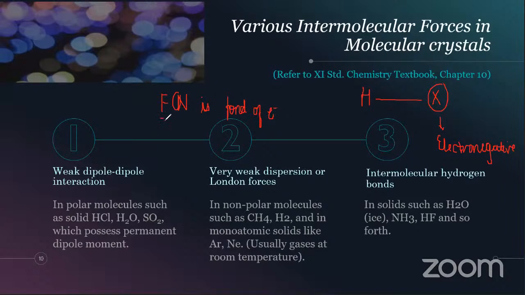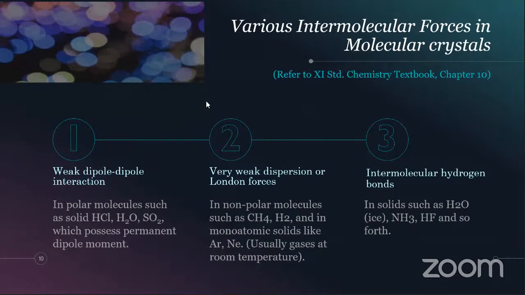So we have fluorine, which is the most electronegative. Then we have oxygen and we have nitrogen. So hydrogen can be bonded to any of these. It can be bonded to fluorine, oxygen, nitrogen. And that bonding is said to be hydrogen bonding.